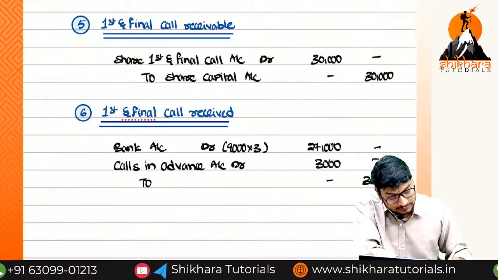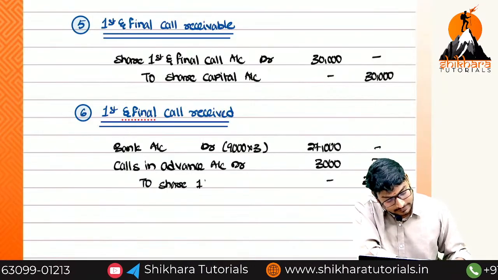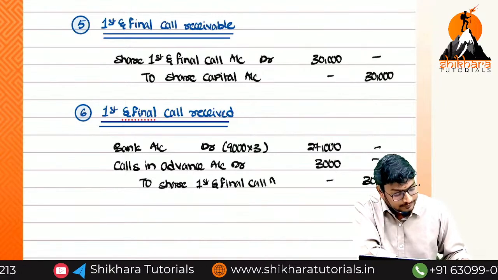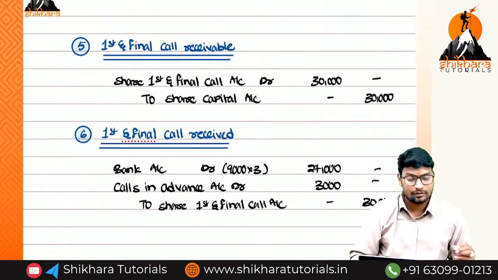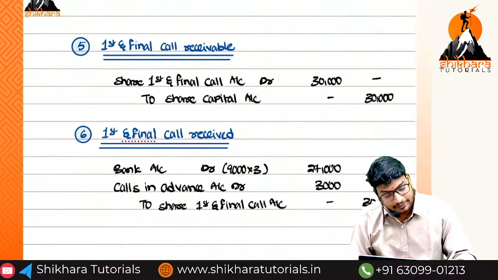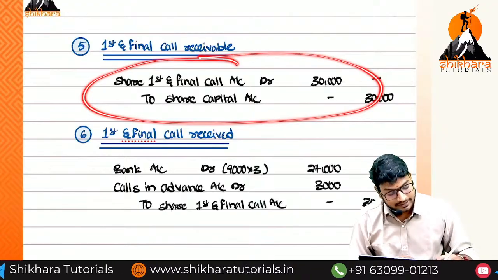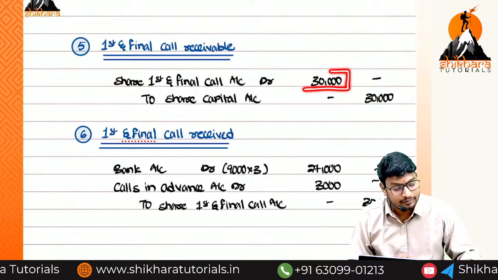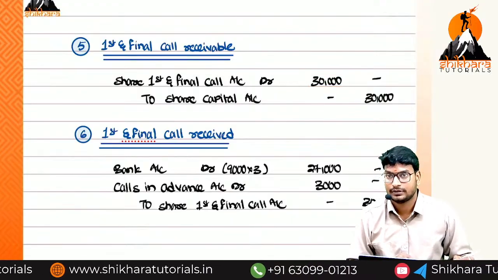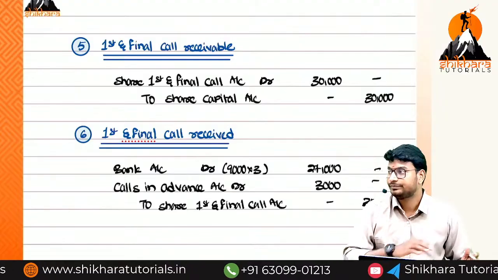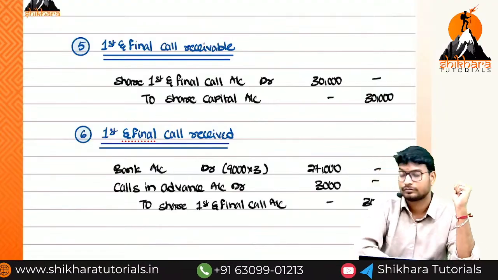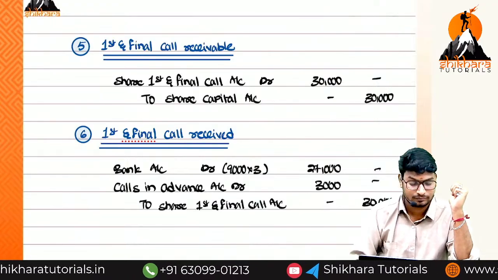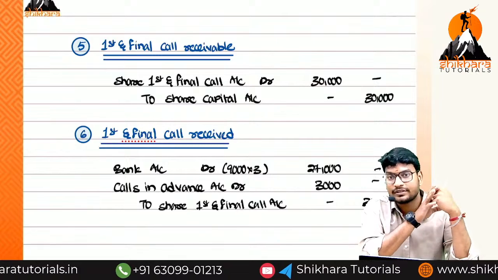To share first and final call. Okay, na? So like this also you can write, or in this entry only you can debit calls in advance. At that point of time, this account will be how much? 27,000. Follow this approach, no problem. Okay, na? Yashwant, okay, na?